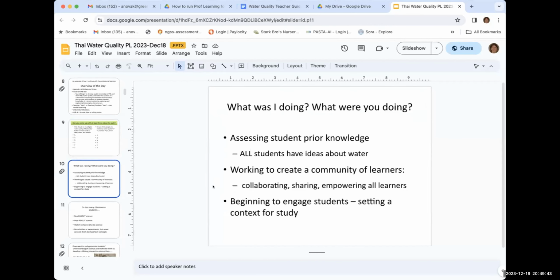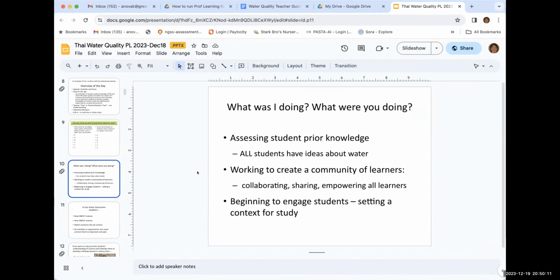The questions are: what was I doing, and what were you doing, or what were students doing? The reason I start a unit this way, and I would encourage you to have your teacher start in some version of this, is for several reasons. I was trying to get a sense, first of all, of students' prior knowledge. The thing about water is every student has ideas about water.